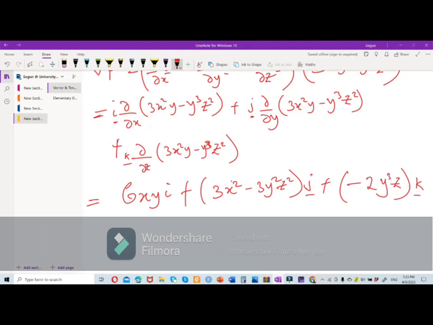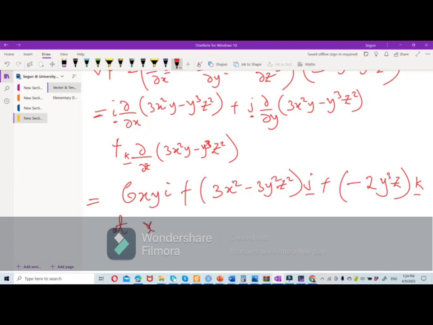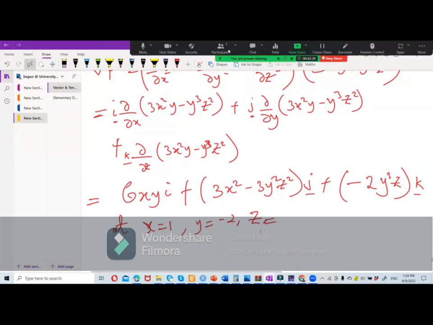And don't forget, we have given a point at x equals to 1, y equals to minus 2, z equals to what? Anybody? Yes, are we together? Minus 1. Minus 1, thank you. So we can substitute it now.